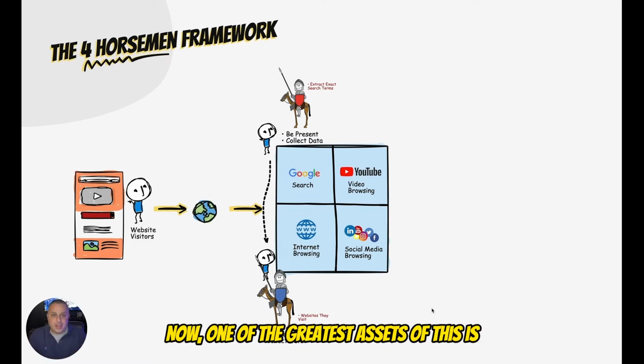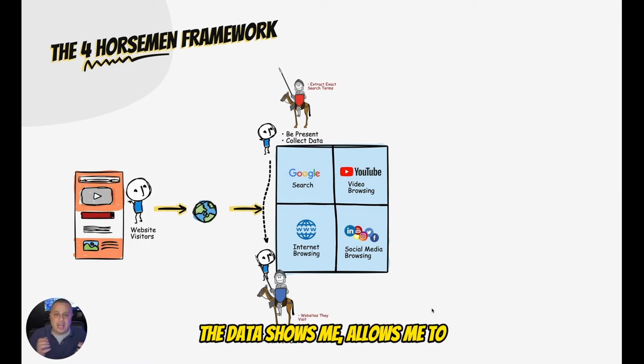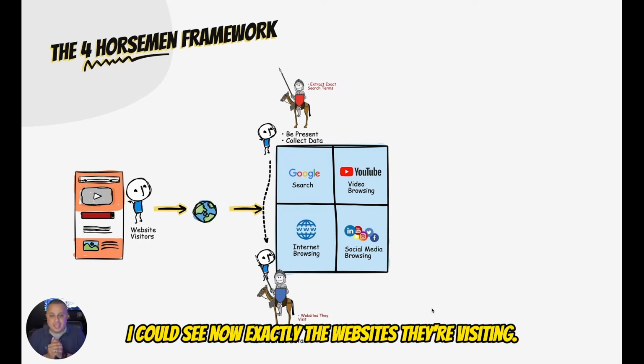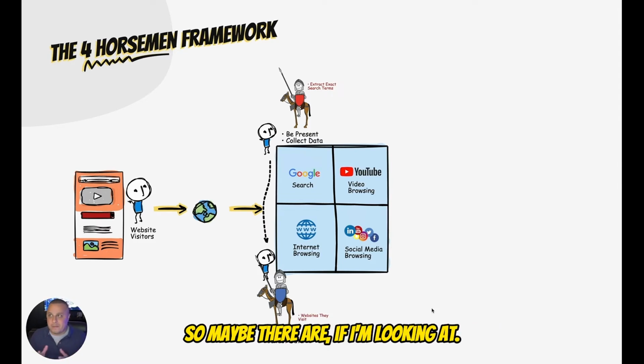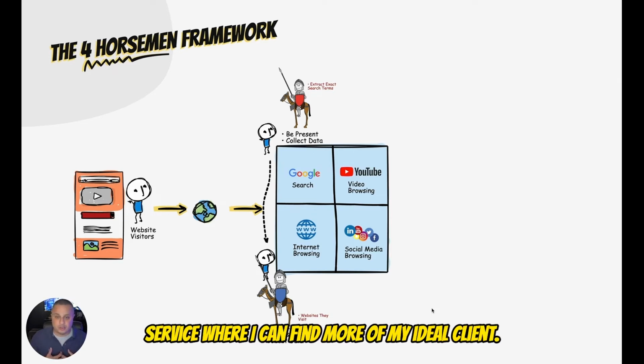One of the greatest assets of this is that now I know exactly where they're going. The data allows me to see exactly where my ads are going. I've been able to extract the exact search terms they're using, and now I can see exactly the websites they're visiting. Maybe there are different websites or blogs relevant to my product or service, where I can find more of my ideal client.